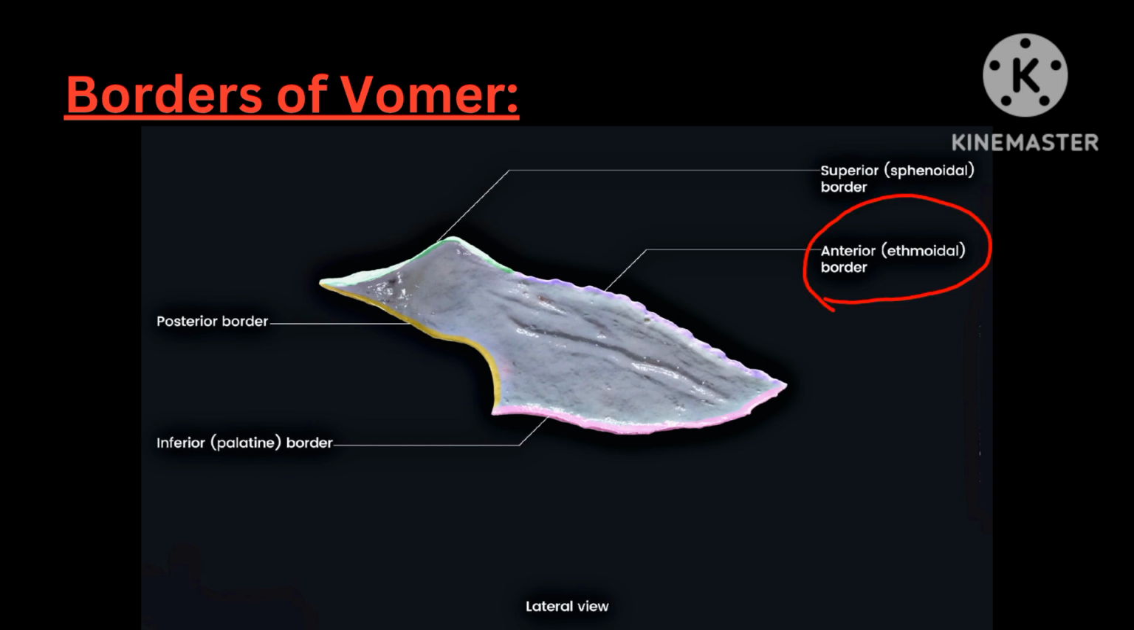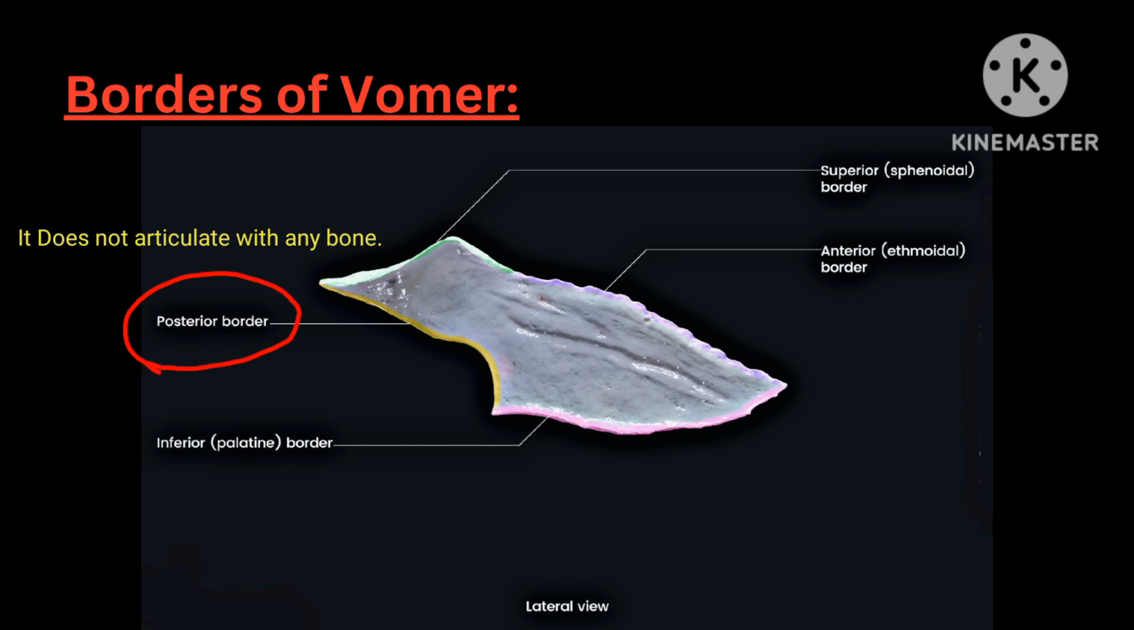Anterior border is slender and vertical. It articulates with the perpendicular plate of the ethmoid bone and cartilaginous nasal septum, and extends forward to form the flexible part of the septum. Posterior border is free and vertical. It does not articulate with any bone. Posterior border forms the posterior nasal aperture, choanae, allowing air to pass into the nasopharynx.